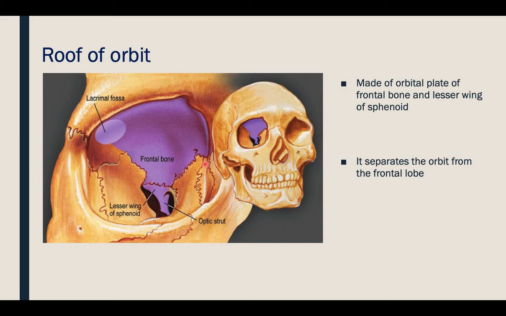Coming to the roof. The roof is made up of the orbital plate of the frontal bone and the lesser wing of sphenoid. So, in the orbit, we find the greater wing, lesser wing, and body of the sphenoid in 3 different walls. So, the roof separates the orbit from the frontal lobe of the cerebrum.